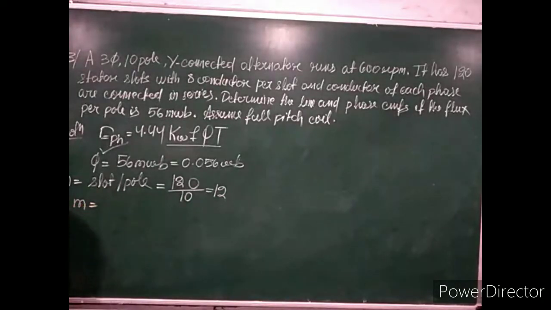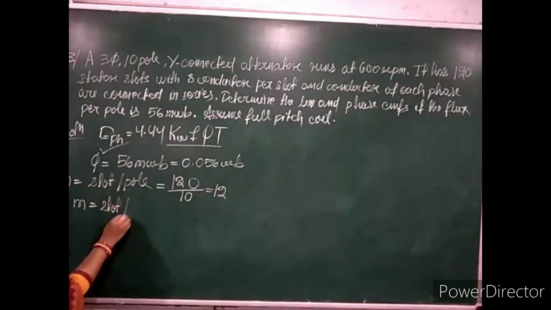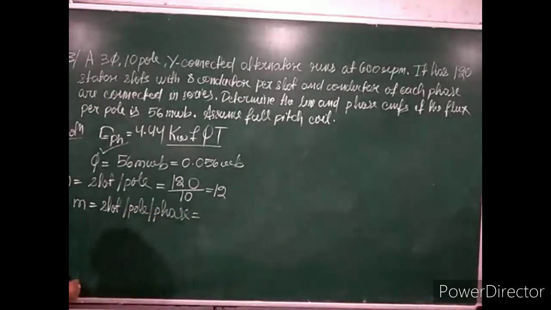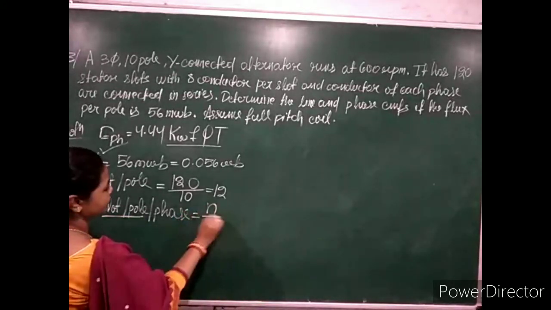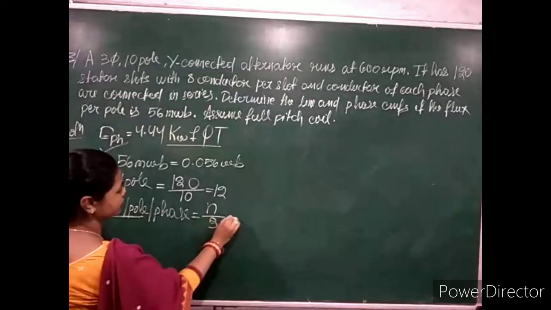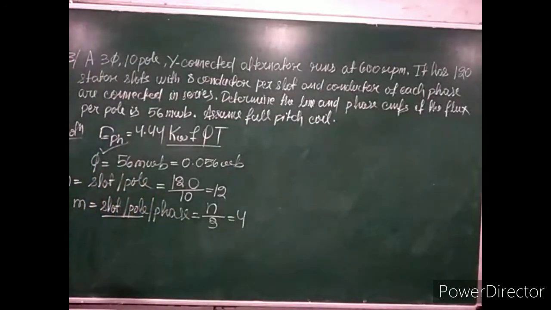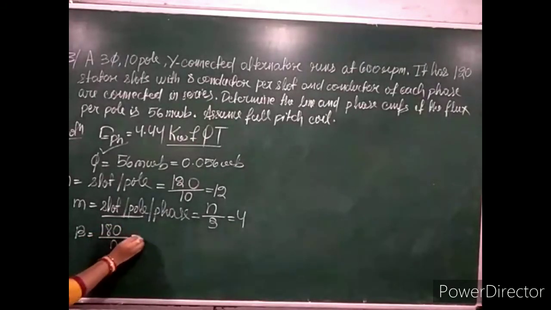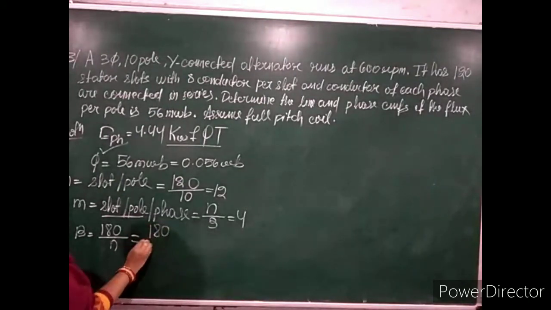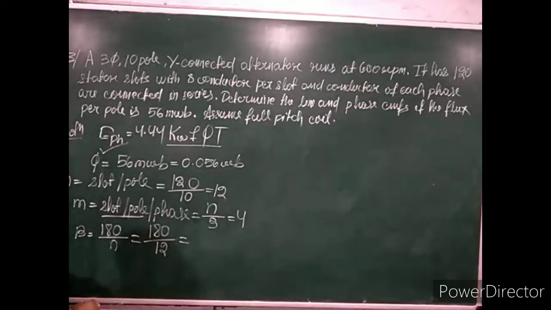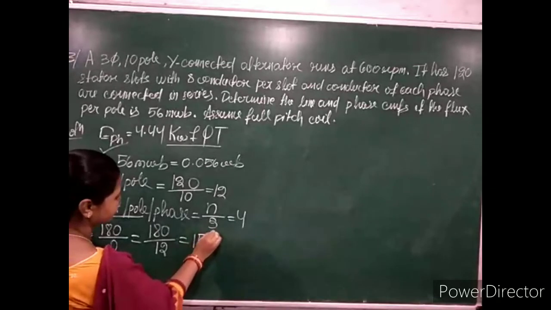Then M, this is slot per pole per phase. Slot per pole is 12 and it is a 3 phase. So 12 by 3 it is 4. Next we find slot angle. Slot angle is 180 by n, that is 180 by 12 and it gives 15 degree.